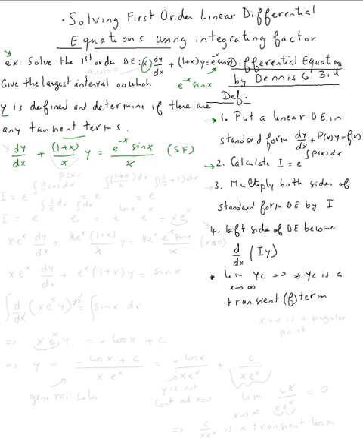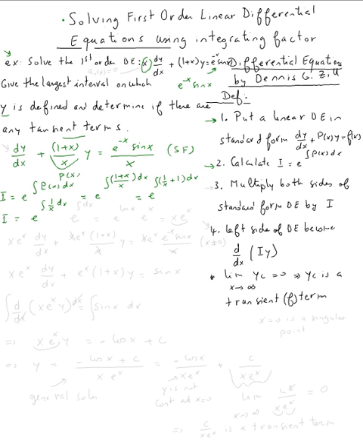Now number 2. Number 2 says calculate I, which is equal to e to the integral of p of x dx. Remember, p of x is the coefficient of y, it's a function. So I is equal to e to the integral of (1 plus x) over x dx. Now I'm going to just split the fraction in two, so this will be 1 over x plus x over x, which is just 1, dx.